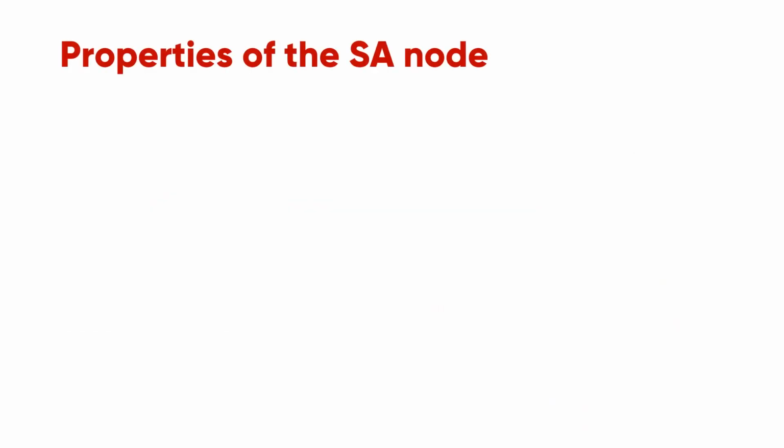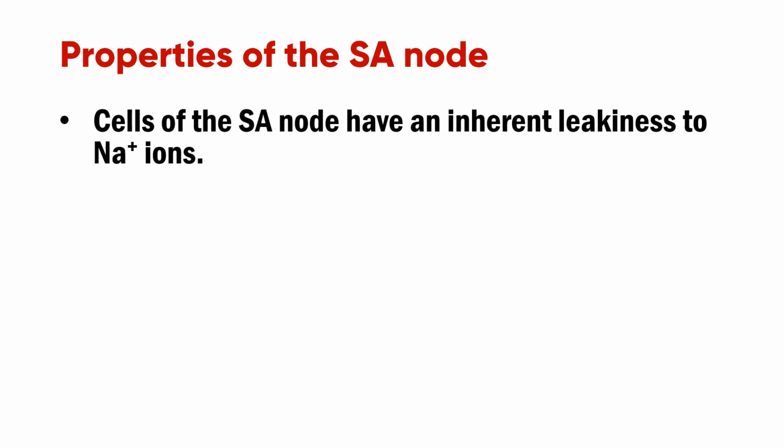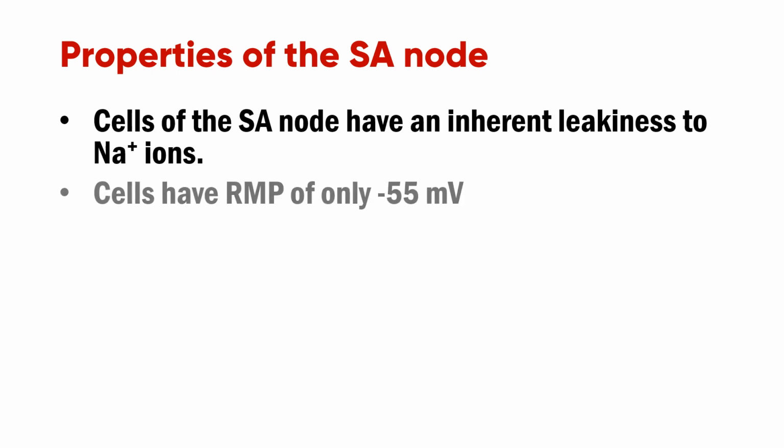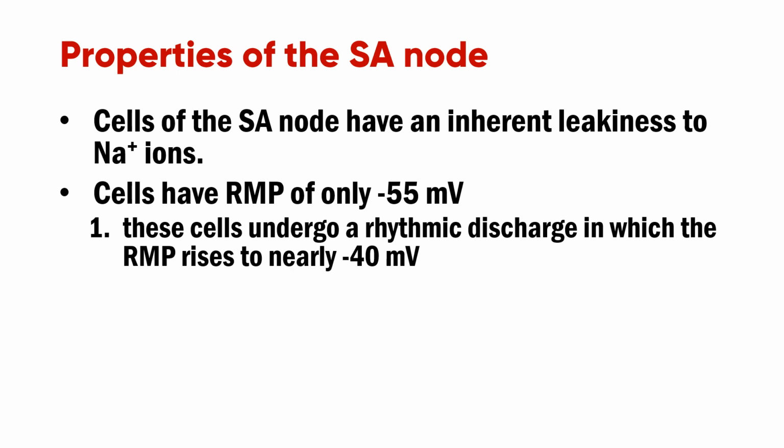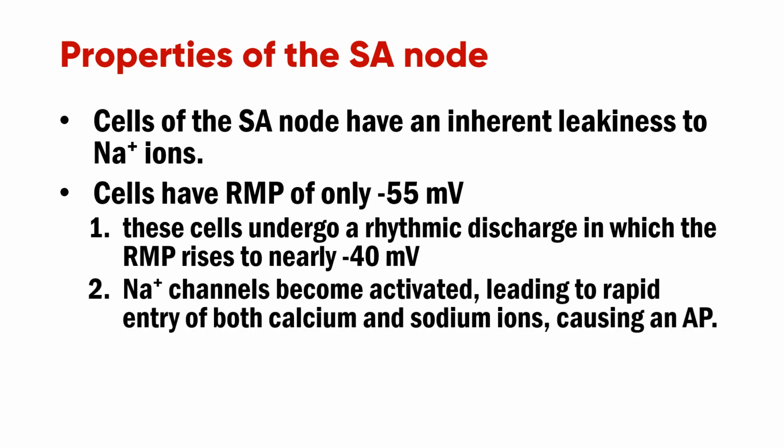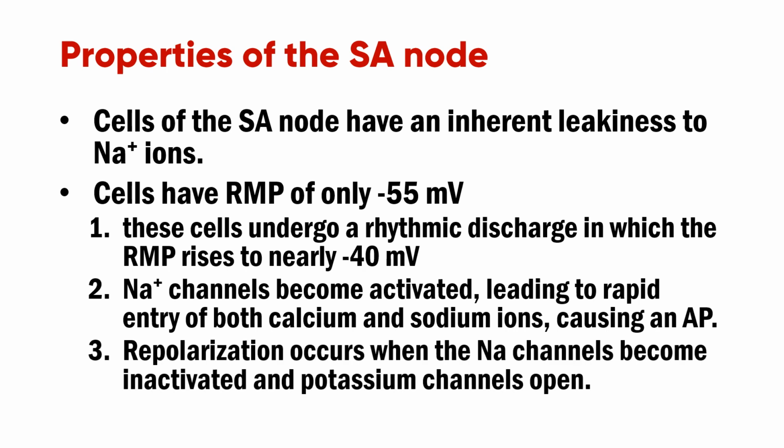What makes the sino-atrial or SA node the pacemaker of the heart? Cells of the SA node have an inherent leakiness to sodium ions. They also have an RMP of only -55 mV. These cells undergo a rhythmic discharge in which the RMP rises to nearly -40 mV, which activates sodium channels, leading to rapid entry of both calcium and sodium ions, causing an action potential. Repolarization occurs when the sodium channels become inactivated and potassium channels open.